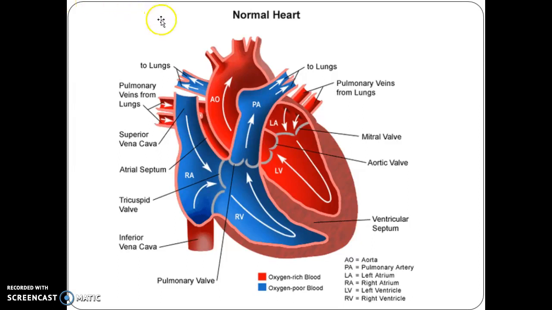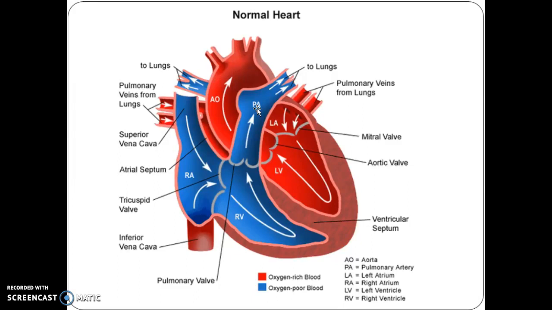Deoxygenated blood comes from the body through the superior vena cava into the right atrium. Goes down in the right atrium, through the tricuspid valve, into the right ventricle. From the right ventricle, it's pushed through the pulmonary valve and out through the pulmonary artery, which is the only artery that carries deoxygenated blood.